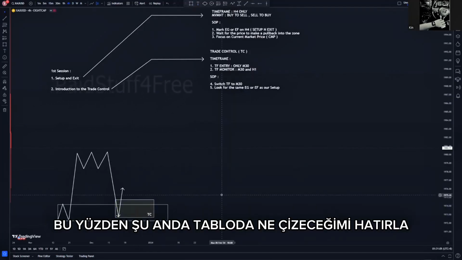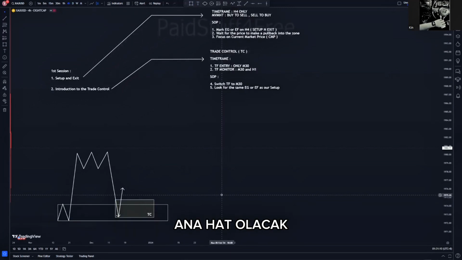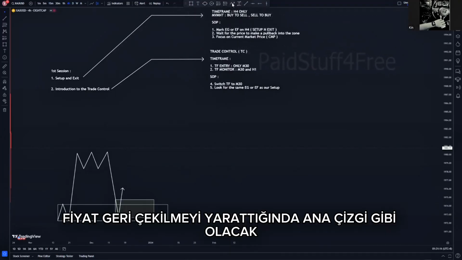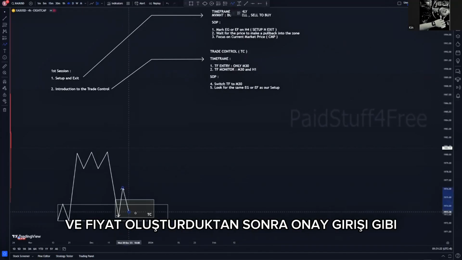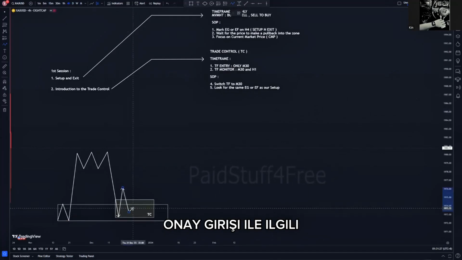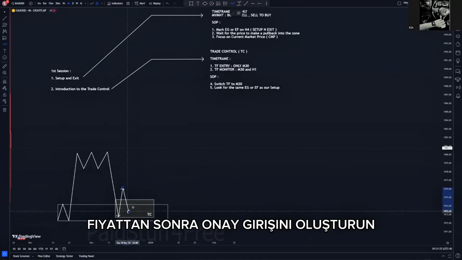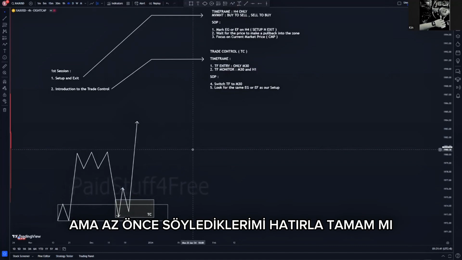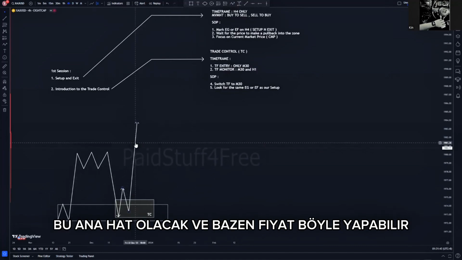Remember, what am I going to draw on the chart right now? It's going to be the main line, the main scenario. The main line is when the price creates the pullback and gets into the buy zone. After the price creates the confirmation entry, which we're going to discuss in our next session, the second session, the price is going to go up, boom, to our opposite zone, which is our exit zone. This will be the main line.